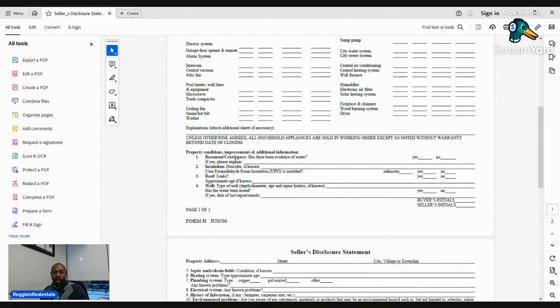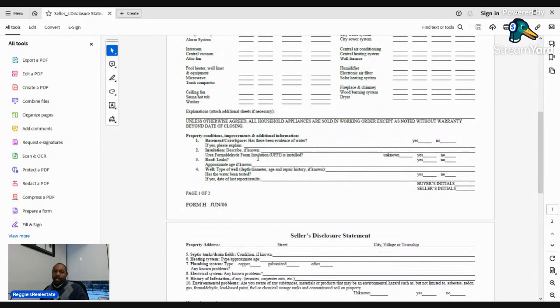The next section asks more questions about the property condition and improvements and additional information. So about the basement and crawl space, it asks, has there ever been evidence of water? Now, you can interpret this one way, the buyer can interpret this something different. Let's say you had a pipe leak and it leaked onto the basement floor. Now, is that a basement leak? There's evidence of water there, but technically it's a plumbing leak, not a basement leak. Again, people will interpret that differently.